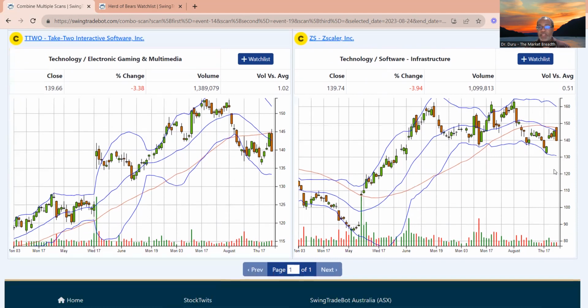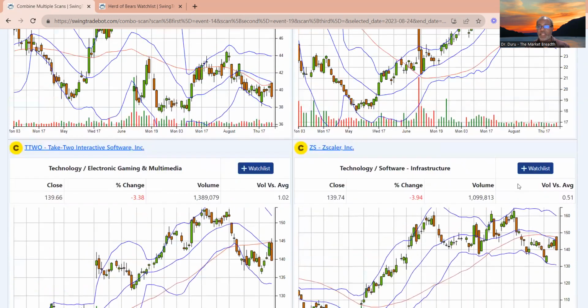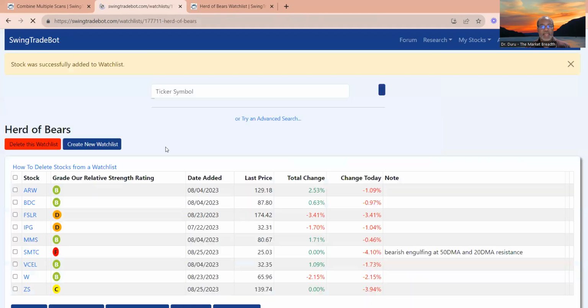Now, before I add it to the watch list, I'll just remind you that none of these setups are guaranteed. So if you do enter into these trades, you want to have a well-defined stop. These setups are very easy to have well-defined stops because if the stock, for instance, closes above the 50-day moving average, I definitely want to get out because it means the bearish setup is over. If you're very, very bearish, you would wait for confirmation of the 50-day moving average breakout with a higher close, with a second higher close. So let me add this to my watch list. I click on plus. I go down to my herd of bears, and I'm just going to go ahead and save it. And I'm done.